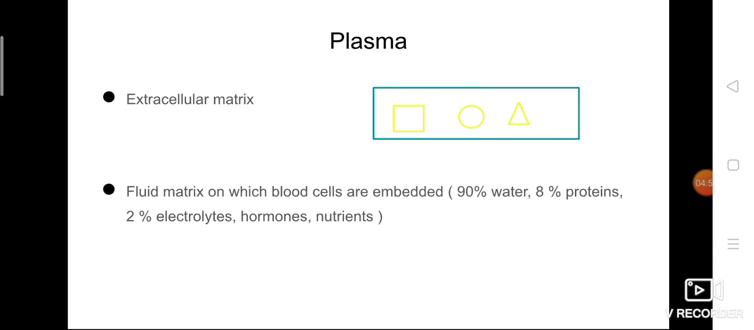Okay, and it also contains 8% of proteins. Various proteins are also present in plasma, and 2% electrolytes, hormones, and nutrients are also there. So this is the composition of plasma. The remaining things, that is RBCs, WBCs, are embedded in this fluid matrix. What do you mean by fluid matrix? Here, plasma. So all the components are present in this plasma.